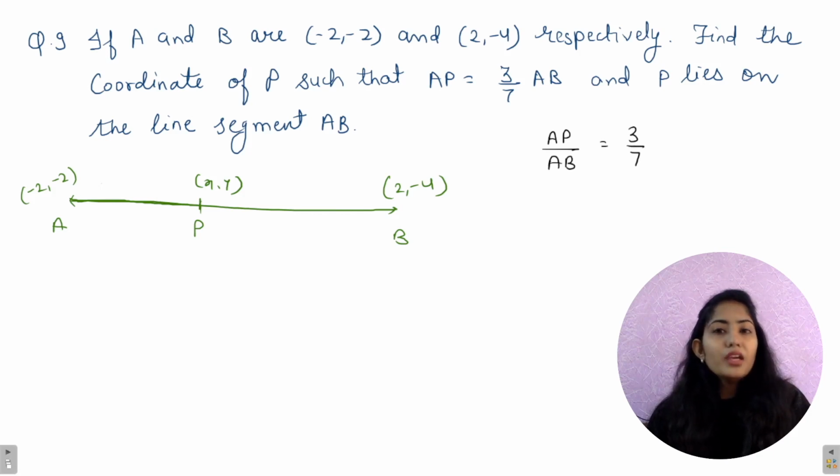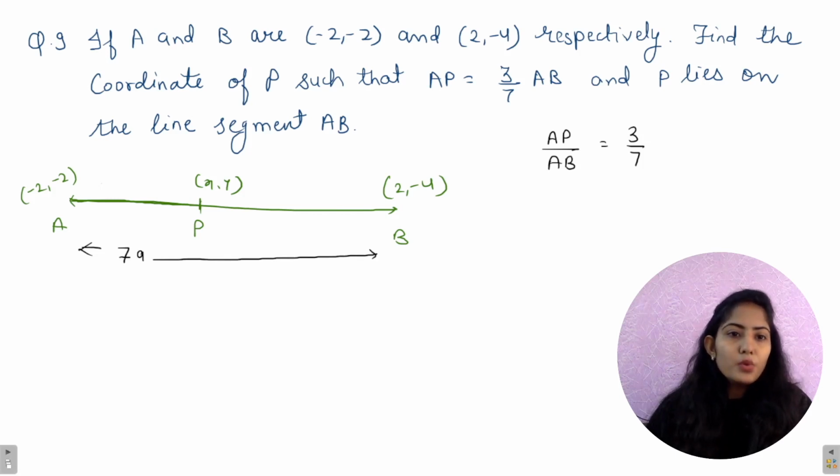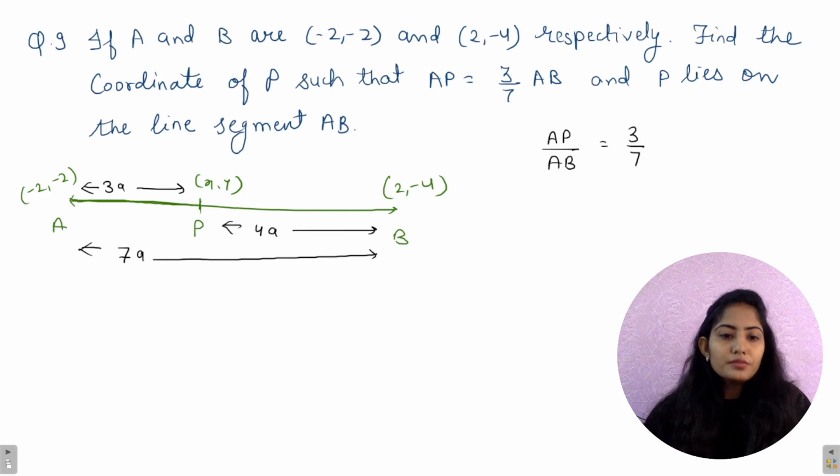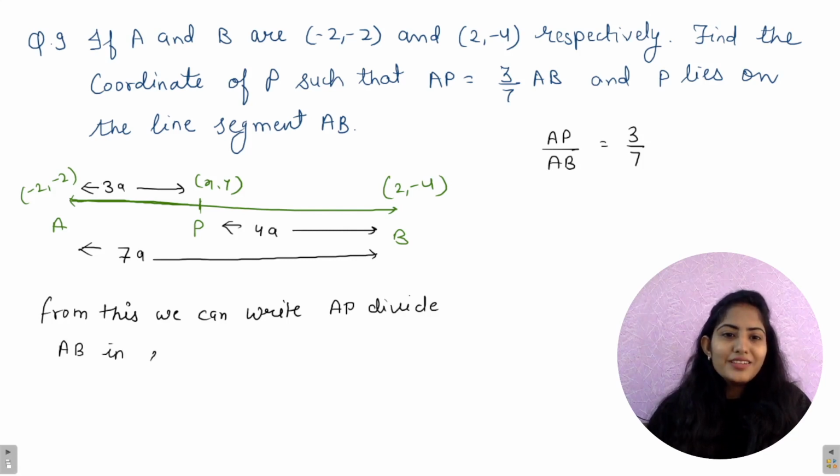Okay, so now I want to tell you that when AB is the whole 7, it means it is 7x, suppose. Okay, don't take x here, so 7a, a small a, another variable, and AP is supposed to be 3a. Then what will be PB? That will be 4a. So from this, we can write that P divides AB in the ratio 3:4.